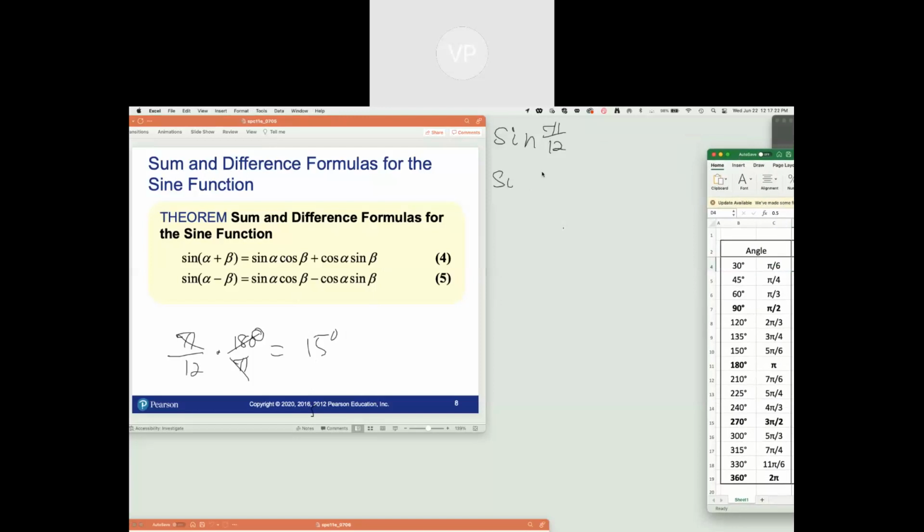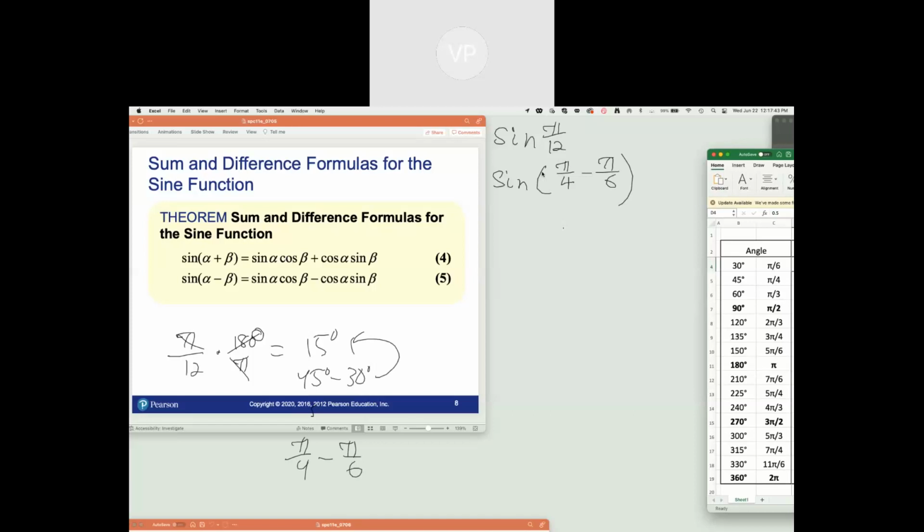Well, let's make it as easy as possible. How about we do 45 degrees minus the 30 degrees? Okay, so 45 degrees minus 30 degrees. That's going to give me my 15. So that's where I get the pi over 4 minus the pi over 6. That's how I got those two results.